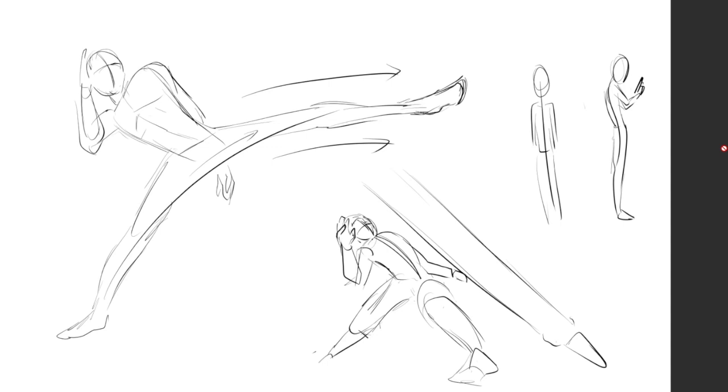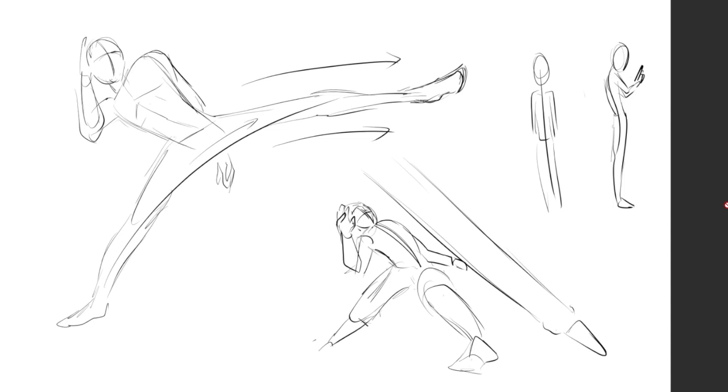Now for the balance and forces. When your character is doing a pose, they usually have to keep their balance so that they wouldn't fall over, or so that they would look, I guess, cooler. For example, a character can be standing still, but they might be able to pose in a way that makes them look intimidating.